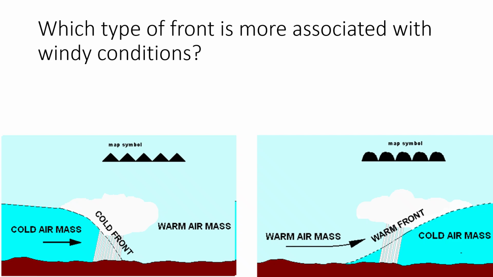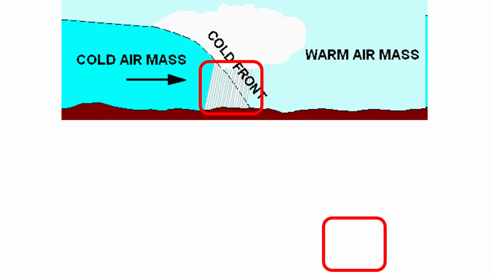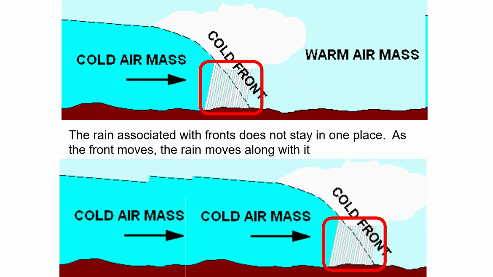Now, the precipitation that is associated with a cold front and a warm front. Now, movement of fronts: they don't move at the same speed because they're moving and mixing and pushing on each other differently, but they are always moving. Now, with a cold air mass, right here's where my action is happening.